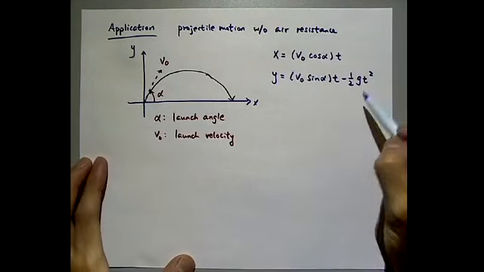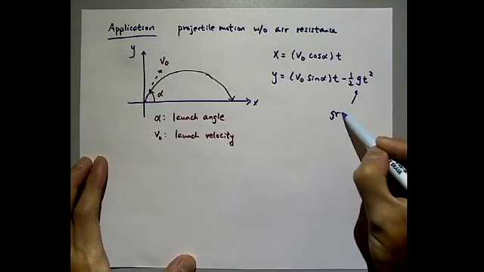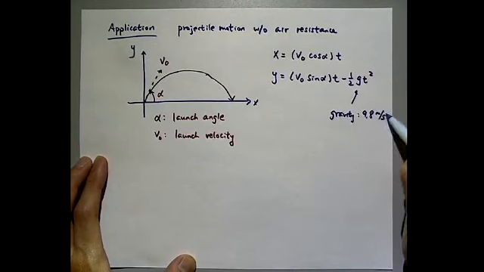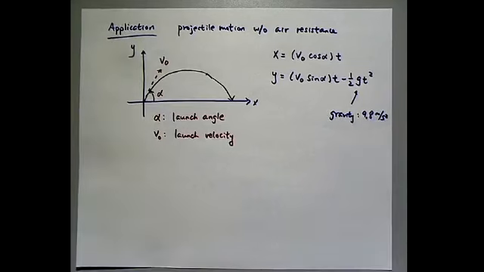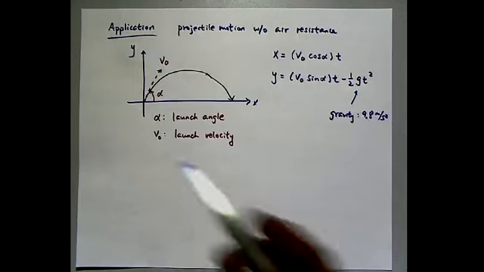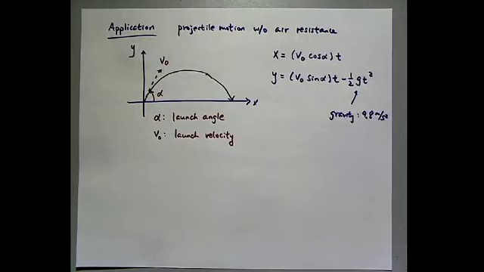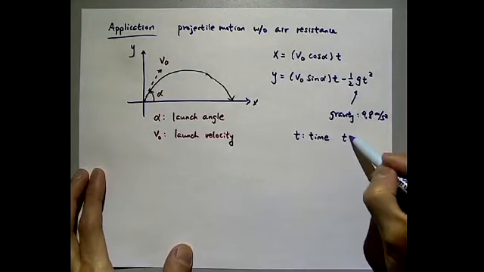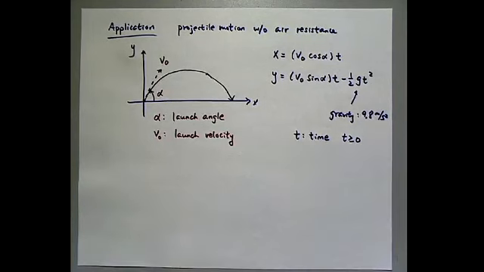And g here, of course, is gravity, 9.8 meters per second squared. Okay, so this set of equations describes the motion of the object. And in this context, t is time, right? t is time. And the way we count time, we start at zero, we end at whatever.